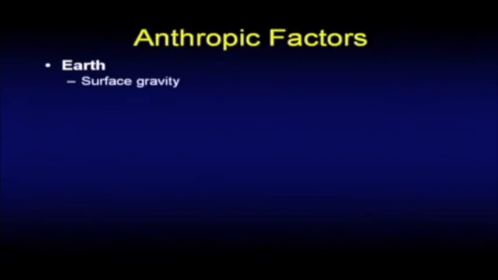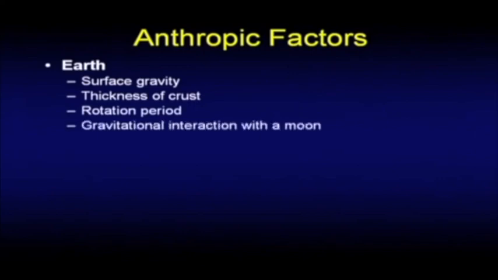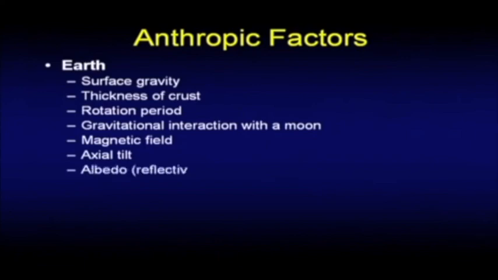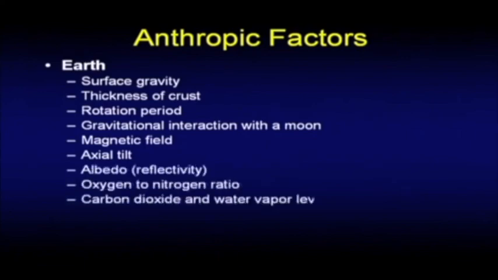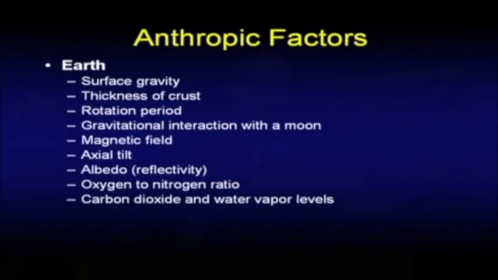The Earth, the surface gravity. If the gravity was any heavier, we'd have problems. If it was lighter, the thickness of the crust, the rotation period, the gravitational interaction with the moon, the magnetic field of the Earth, the actual tilt, the albedo, that is the reflectivity of the Earth, the oxygen to nitrogen ratio, carbon dioxide and water vapor level. Any one of these, if you change it just a little bit, things are either too hot or too cold. Life is impossible.